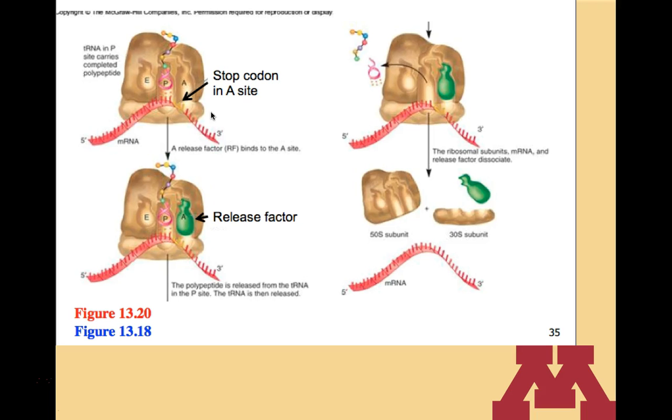So finally, the termination stage. Termination is signaled by a stop codon, and the stop codon is recognized by some specific factors, which are different in bacteria and eukaryotes. So in bacteria, there are 3 types of release factor. Release factor 1 recognizes stop codon sequences UAA and UAG. Release factor 2 recognizes stop codons UAA and UGA.